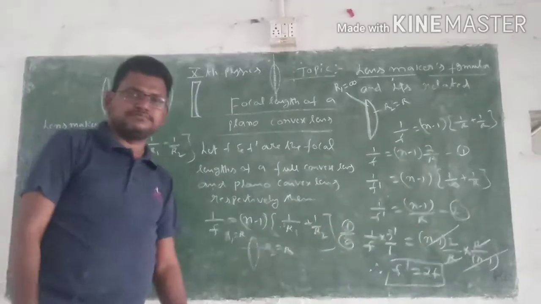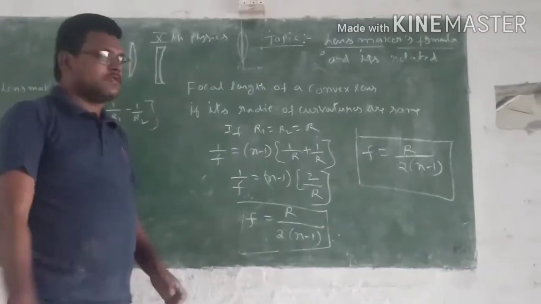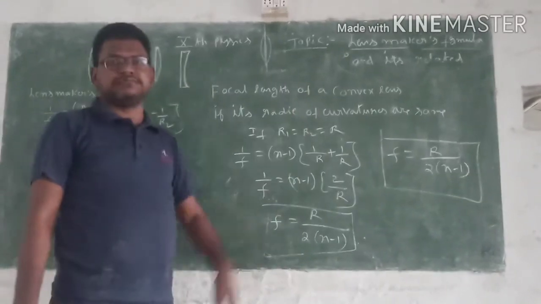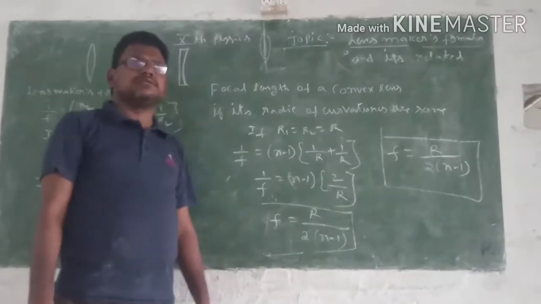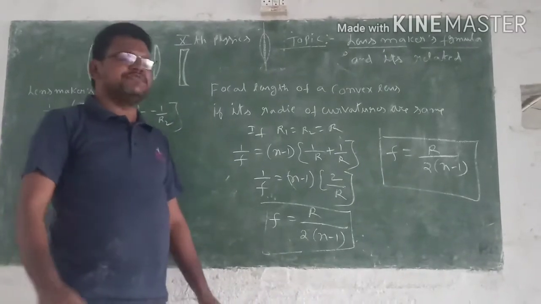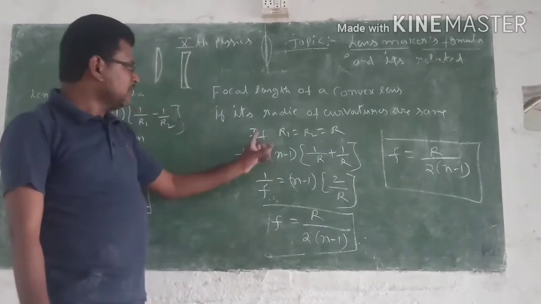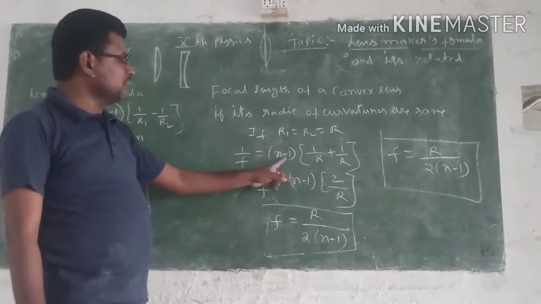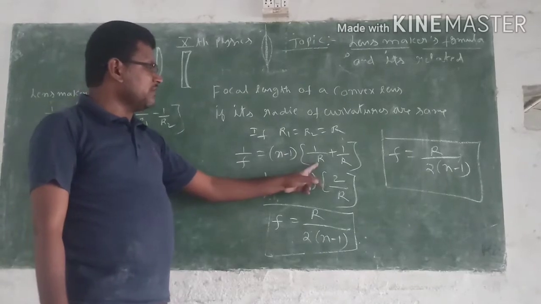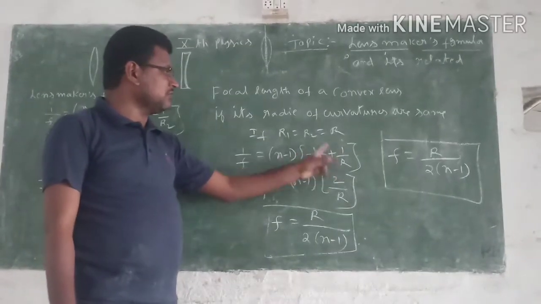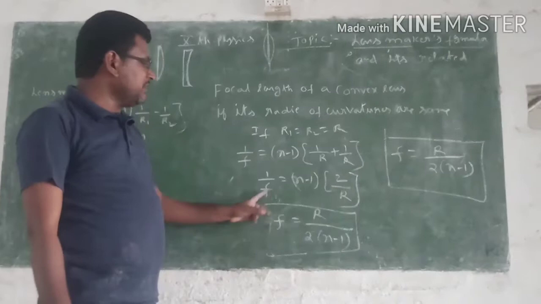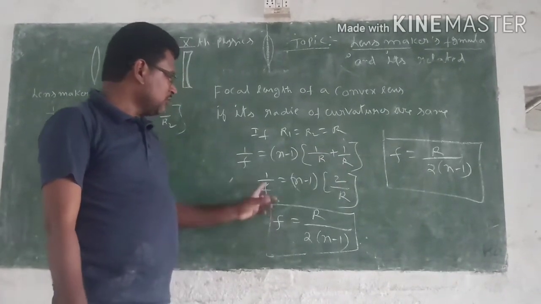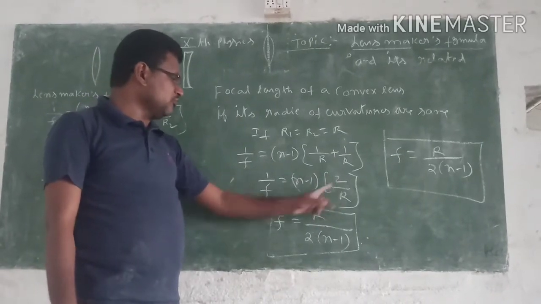Now let's see the focal length of a convex lens if its radii of curvature are the same. If R1 is equal to R2 is equal to R, then 1 by f is equal to n minus 1 into 1 by R plus 1 by R. Taking R as the LCM, 1 plus 1 is 2. So 1 by f is equal to n minus 1 into 2 by R.